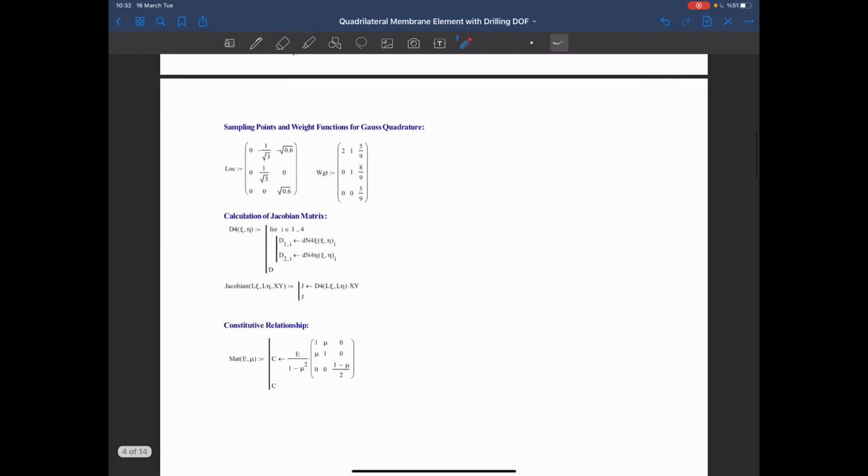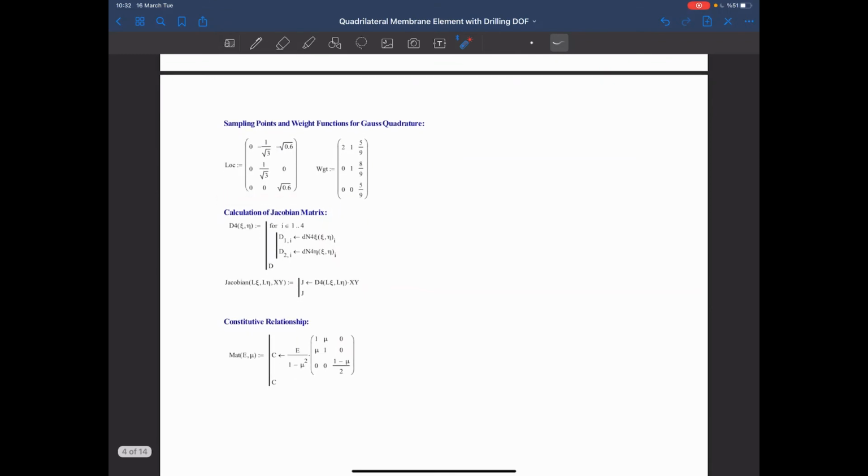There's nothing special here, the Gauss points, locations and their weight functions. Again, as we said, our displacement interpolation was as follows. We said that x is equal to the sum for I equal to 1 to 4 of Ni xi, and that's why we calculate the Jacobian matrix only by using the derivatives of the bilinear shape function. Plane stress case, there is no change in the constitutive relationship.